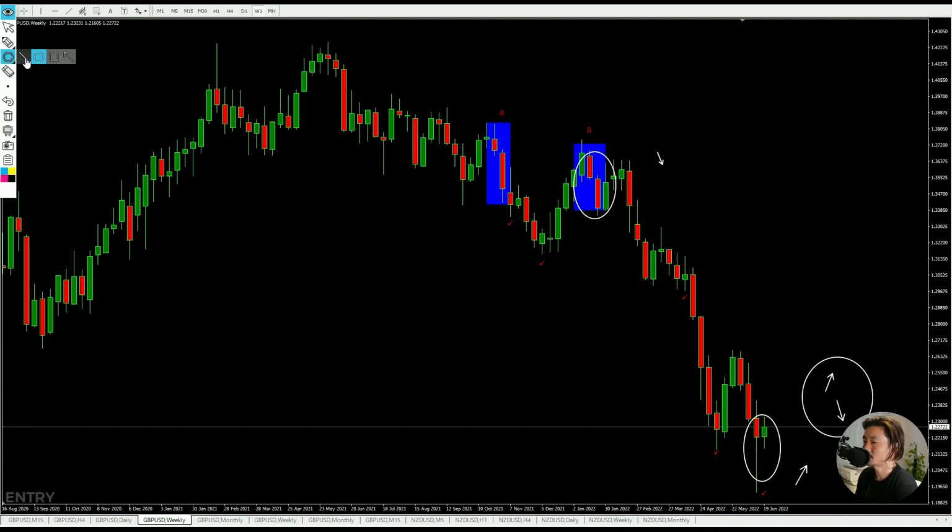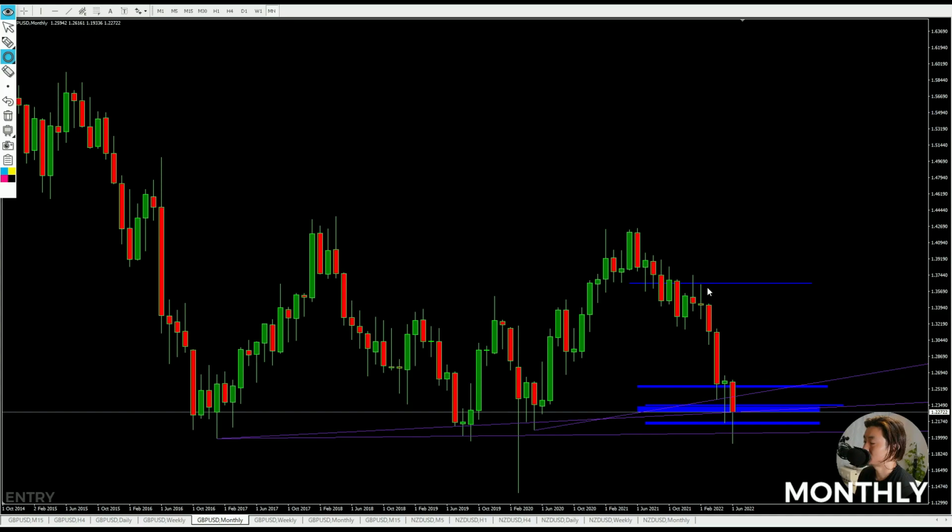Okay, so first let me go ahead and show you the price elements that are providing short strength for this short trade and long strength for this long trade. So let's go over to the monthly chart. Okay, so that weekly short trade formed in these areas right here.